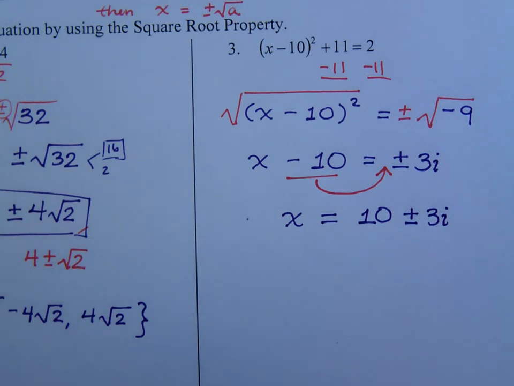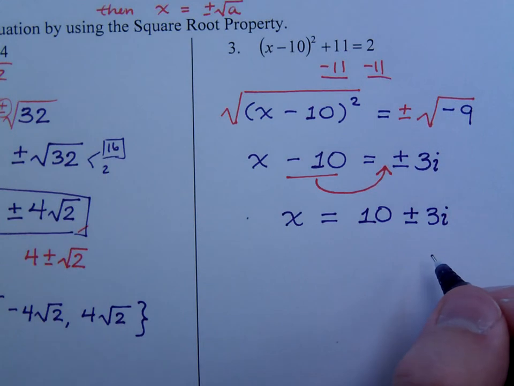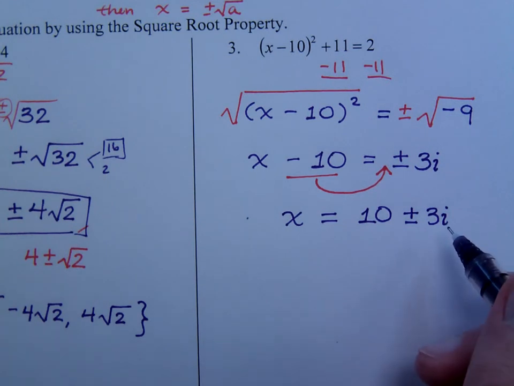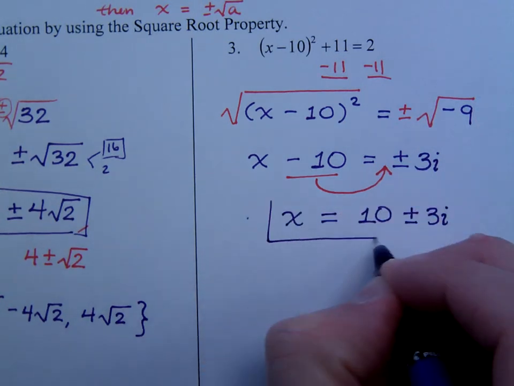Now, you could try to separate this, but if you separate your two answers, there's nothing really special about this. You get 10 plus 3i and 10 minus 3i. There's no more work to do. And it's always going to be that case. There won't be any more work to do if you have anything that's imaginary or radical. Case in point, this next problem.